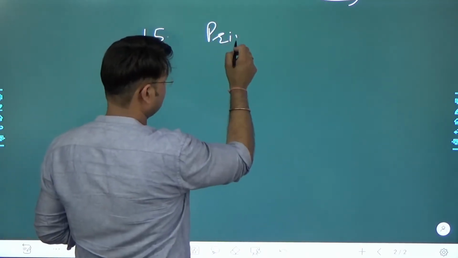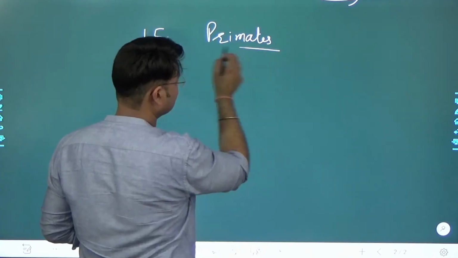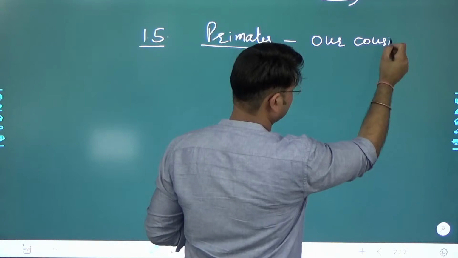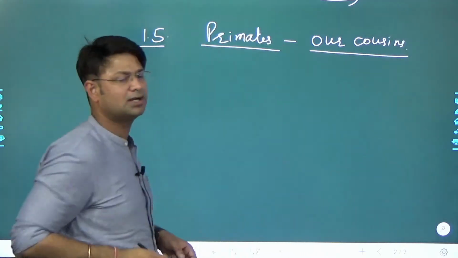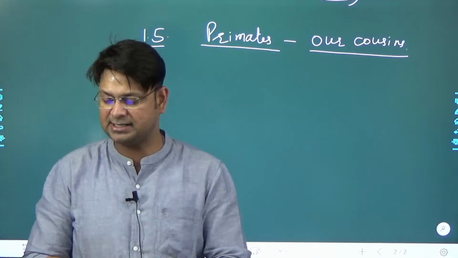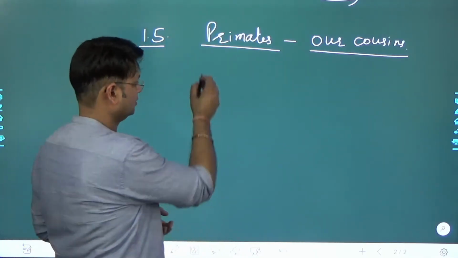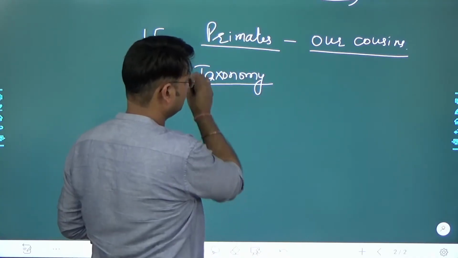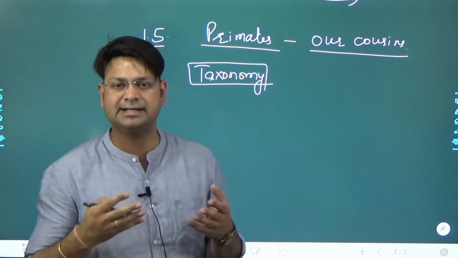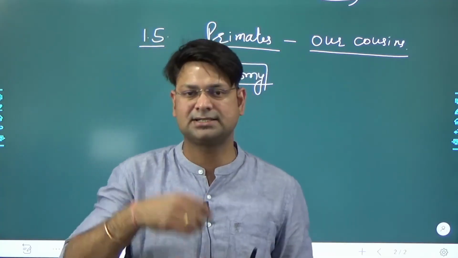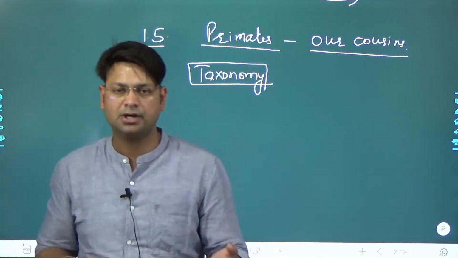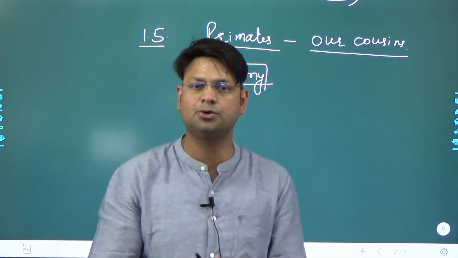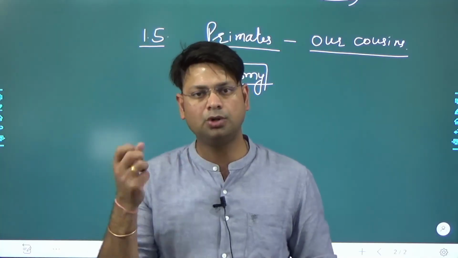After that we will understand the primates in unit 1.5, right? Here we will try to understand primates. You can say our cousins, our genetic cousins, right? Here our purpose is to understand various primates, right? Their taxonomy. Taxonomy means the classification of primates, right? That includes lower primates like lemurs, lorises, tarsiers, that includes monkeys, that includes apes, right? So all these we will try to understand.